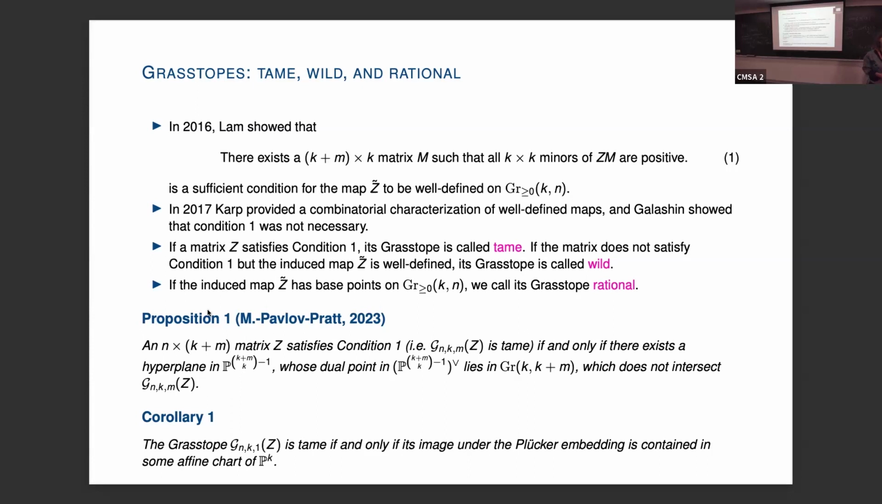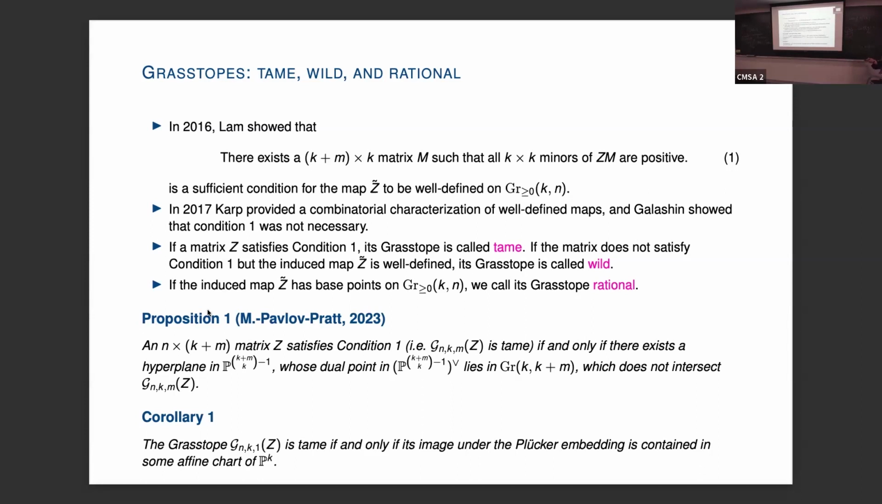It's the image of a rational map. Yeah, all right. So this proposition here, I guess we wrote down something that seemed to be understood by experts, but wasn't written down before. And this is kind of an interpretation of this condition 1, a geometric interpretation.